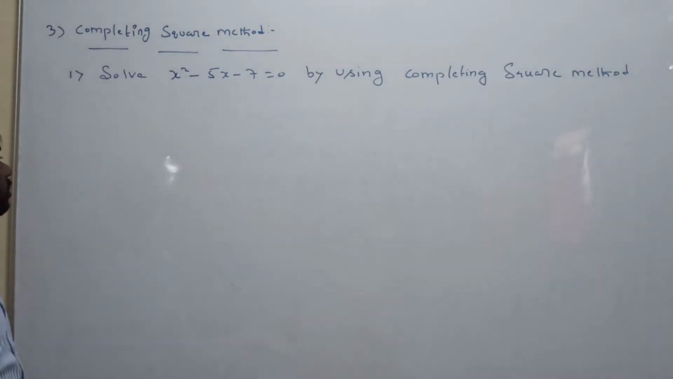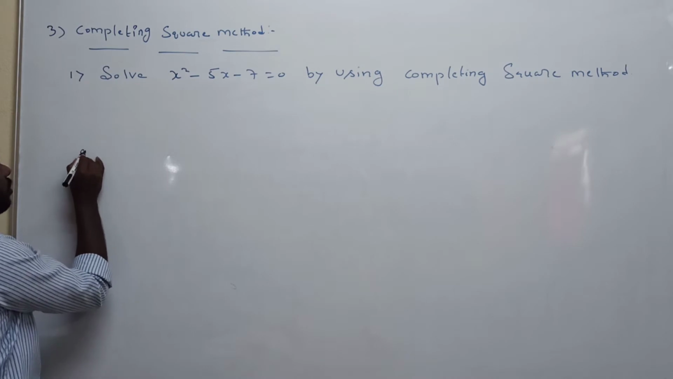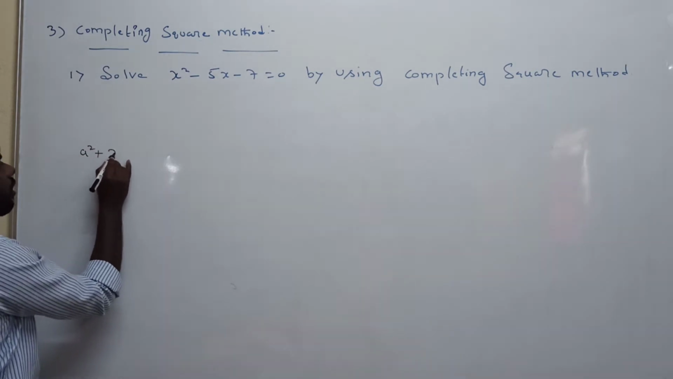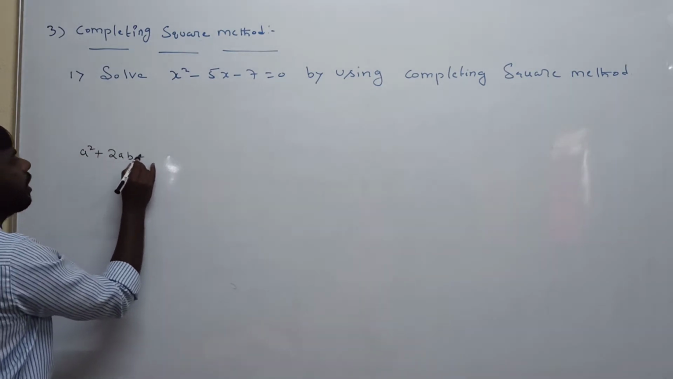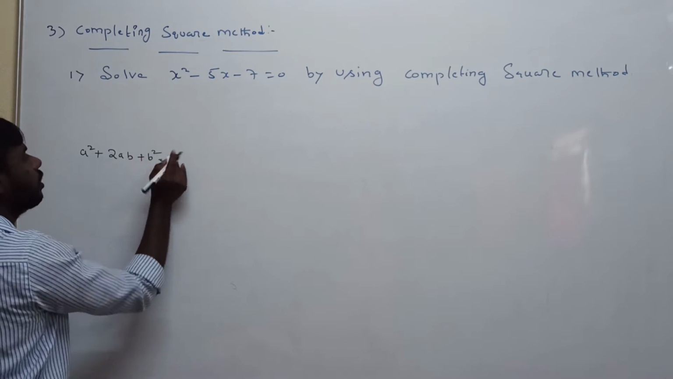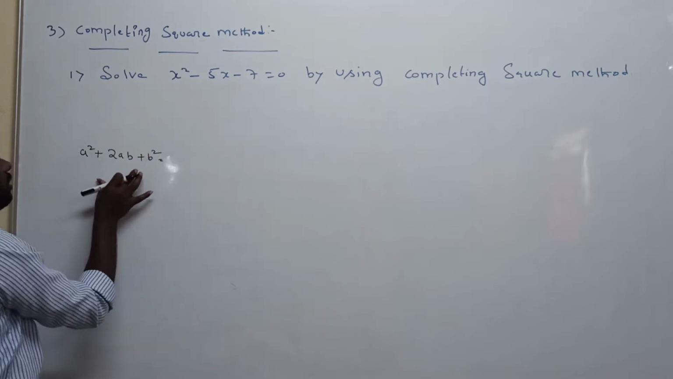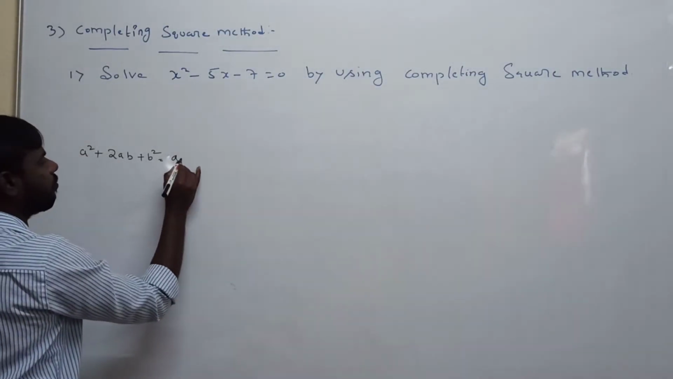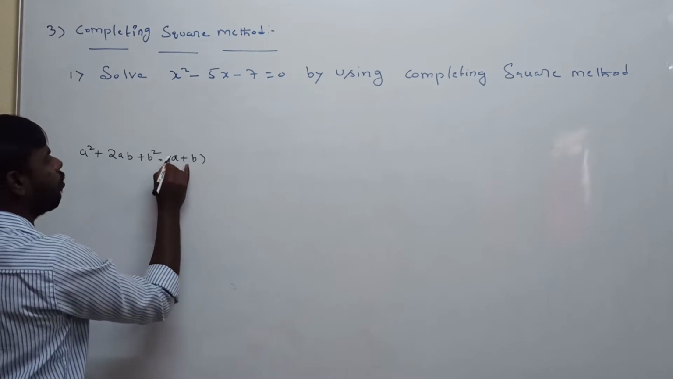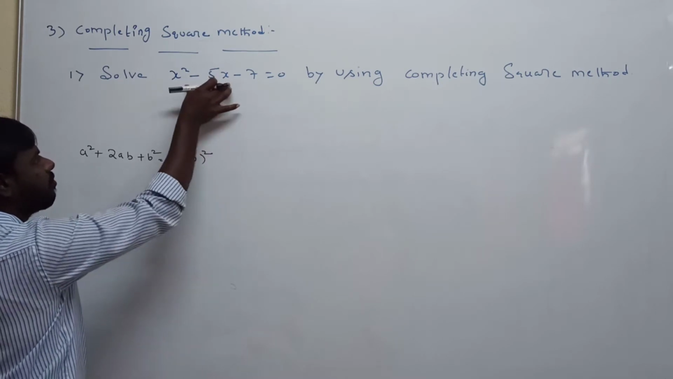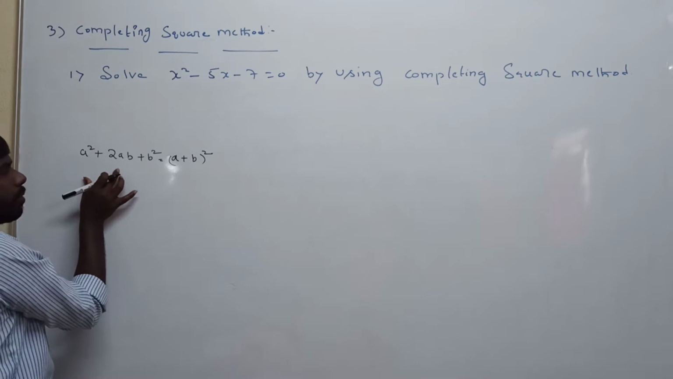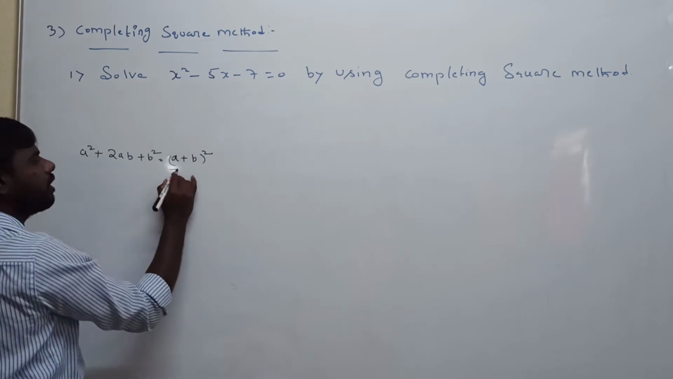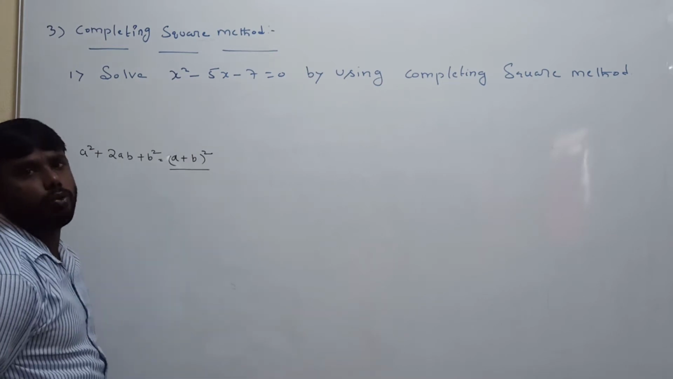Completing the square means that first, the given equation is converted to the form a square plus 2ab plus b square. After that, a square plus 2ab plus b square is written as (a plus b) whole square. Finally, we get the completed square.